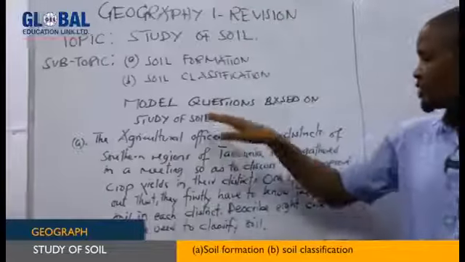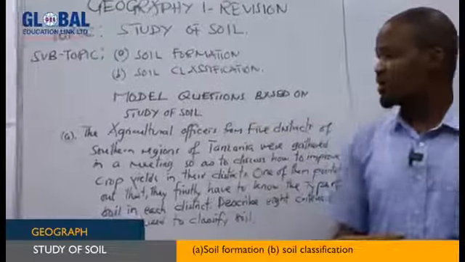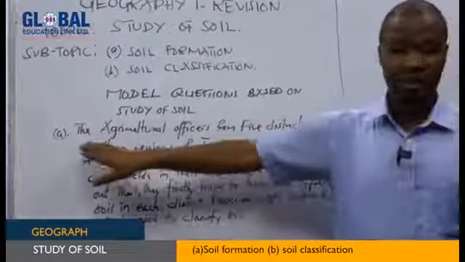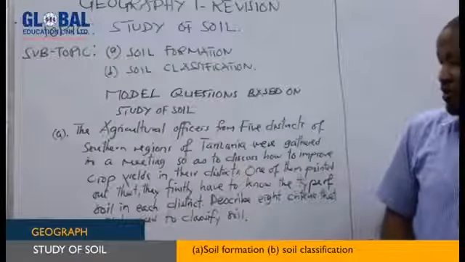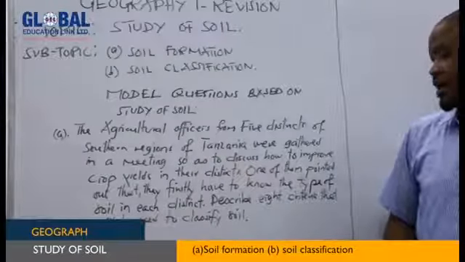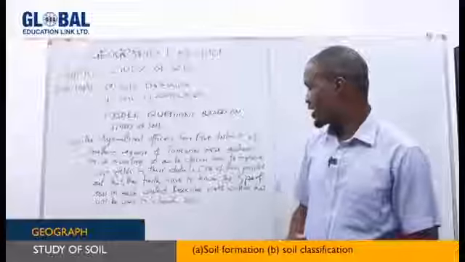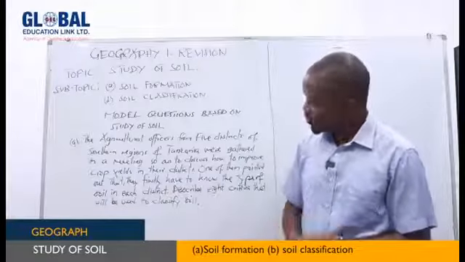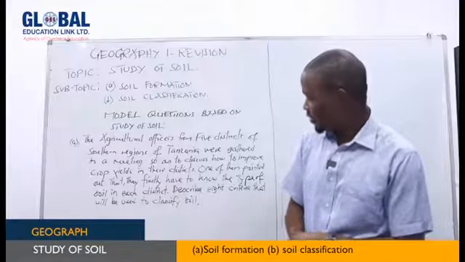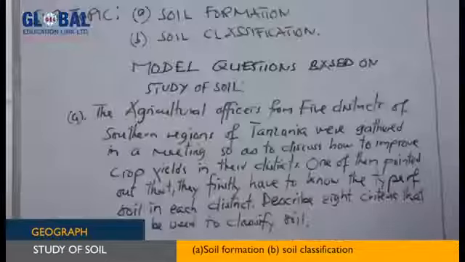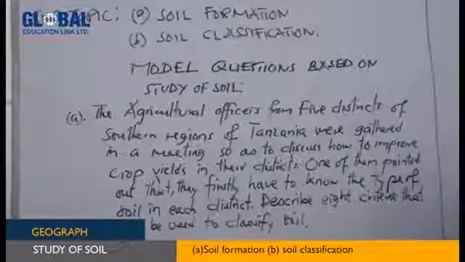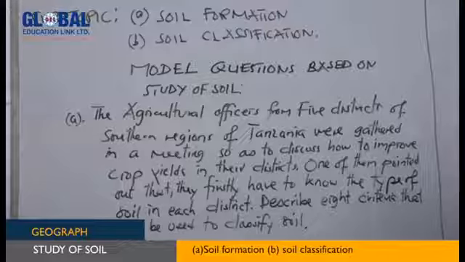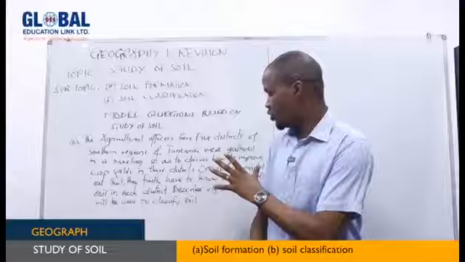We have a model question right here based on the study of soil. It says that agriculture officers from 5 districts of the southern region of Tanzania were gathered in a meeting to discuss how to improve crop yields in their districts. One of them pointed out that they first have to know the type of soil in each district. Describe 8 criteria that will be used to classify soil. So you have to stick there.